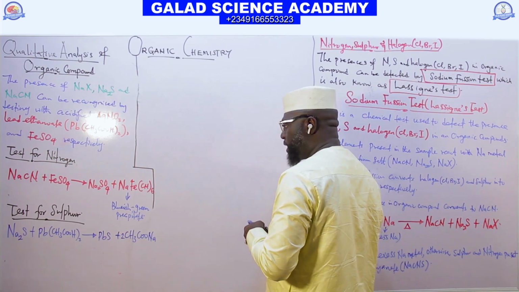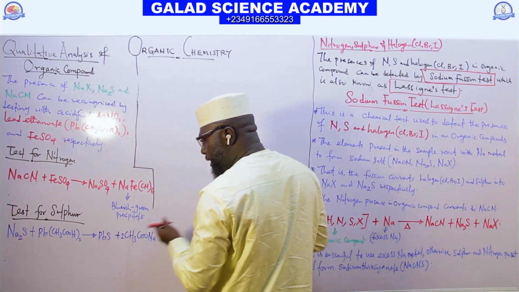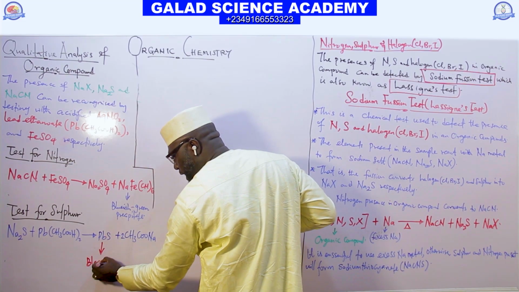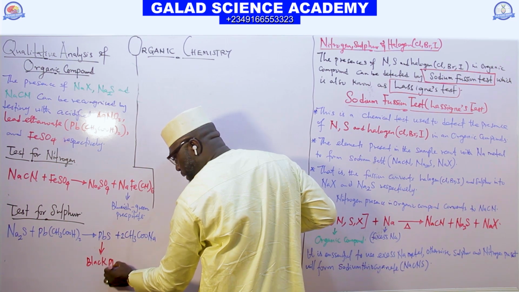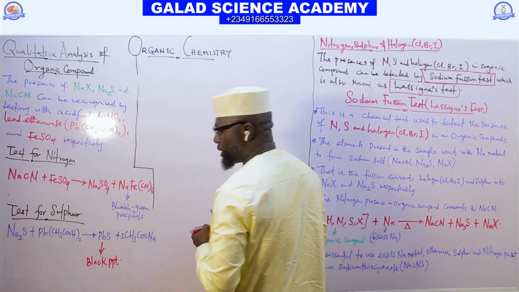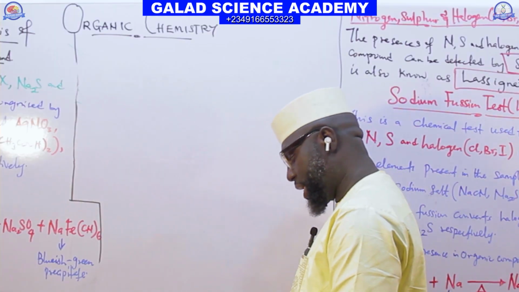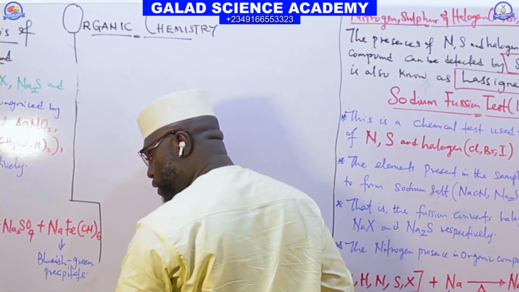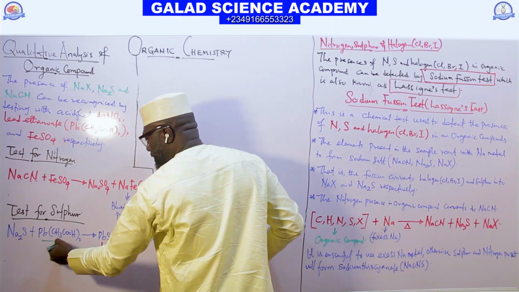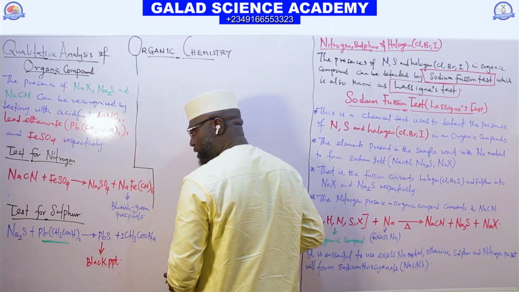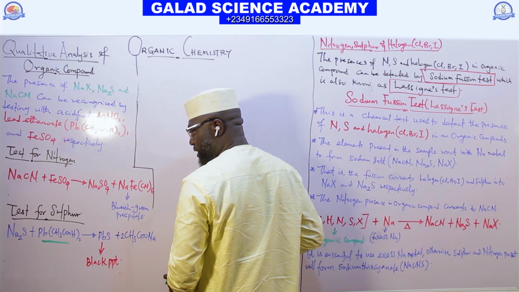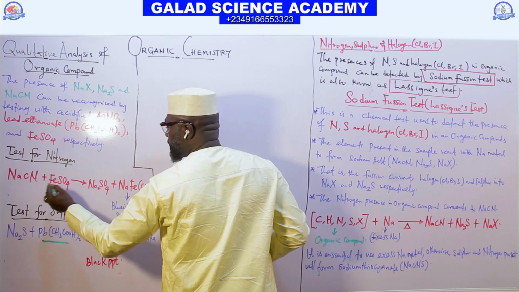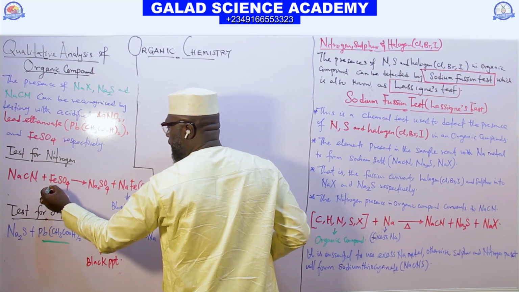So that lead sulfide gives you what? Black precipitate. Just have it in mind that the reagent used to test for the presence of sulfur is lead ethanoate. To test for the presence of nitrogen, we use what?